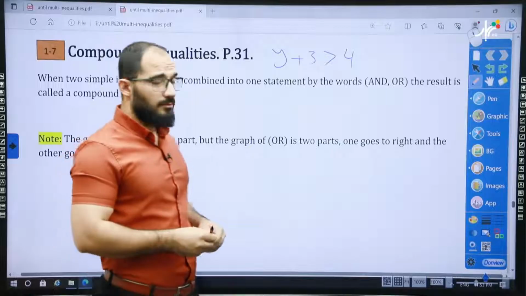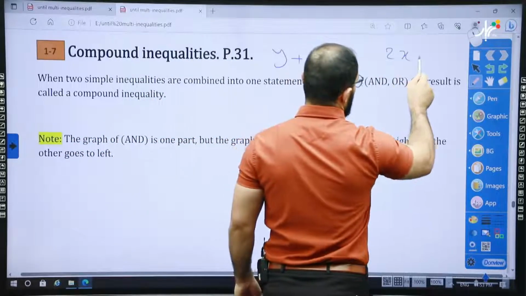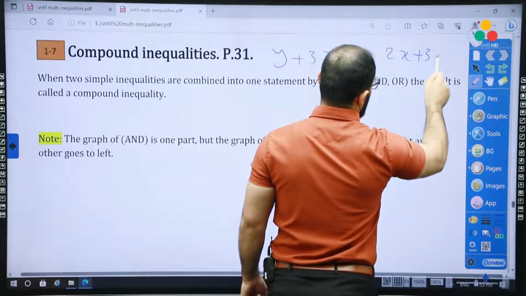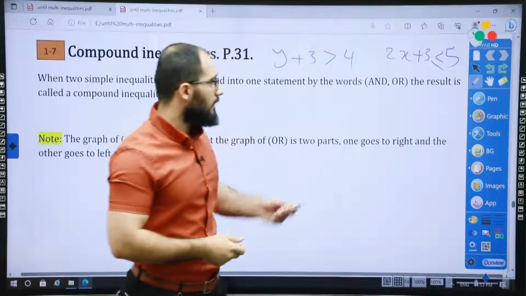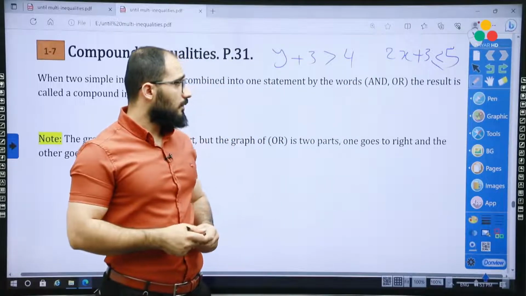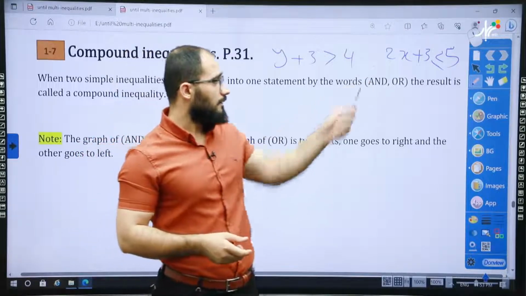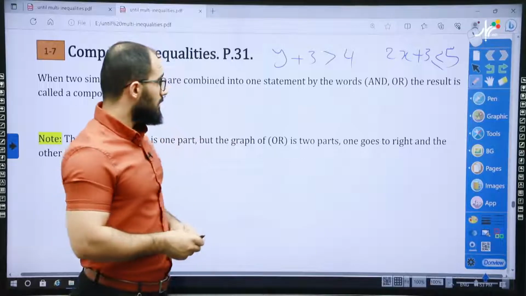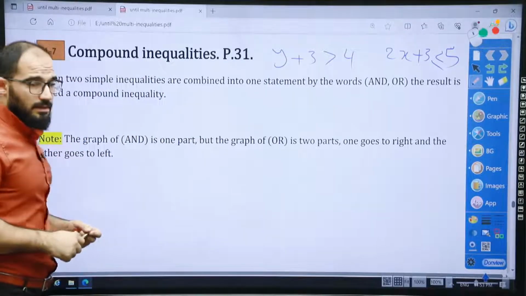After that, we had multi-step inequalities. For example, 2x plus 3 less than or equal to 5. Right now we have an inequality we call a multi-step inequality because we need more than one step to solve this kind of inequality. So today we have a new subject, that is compound inequalities.